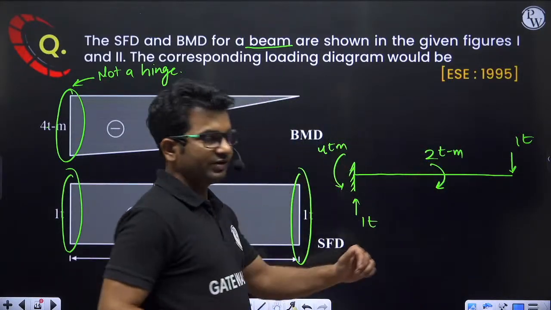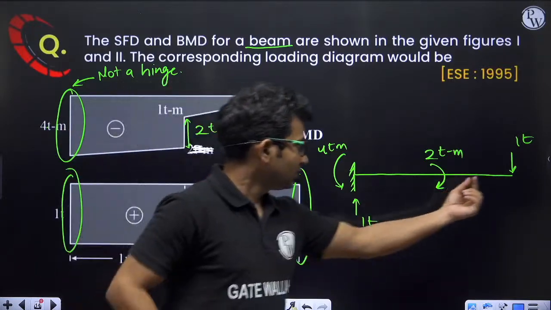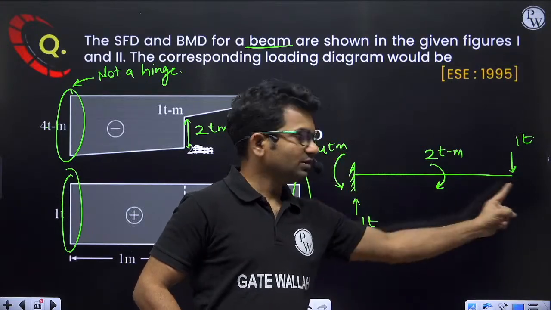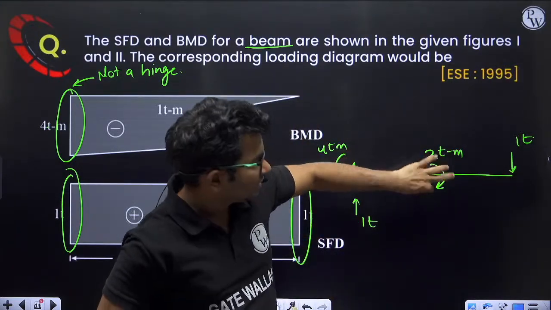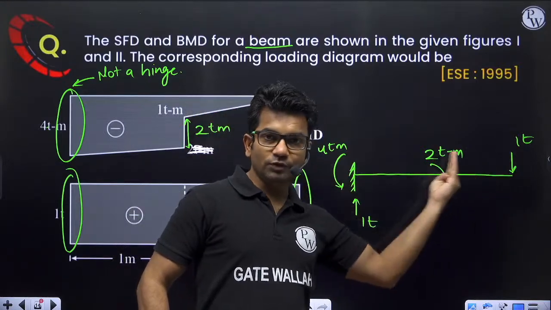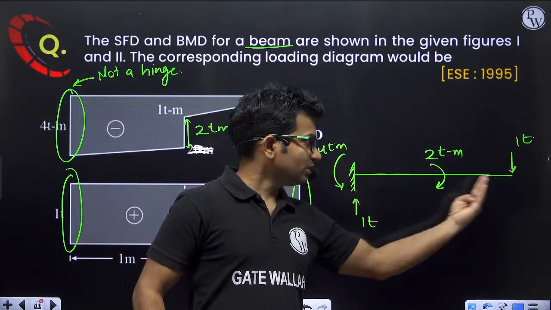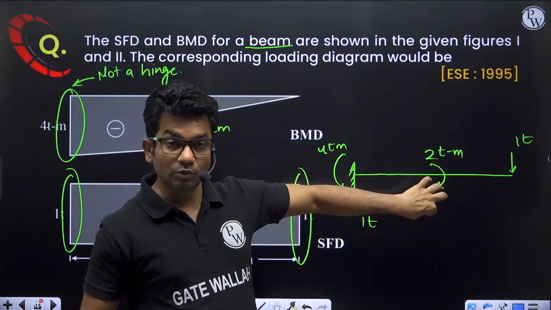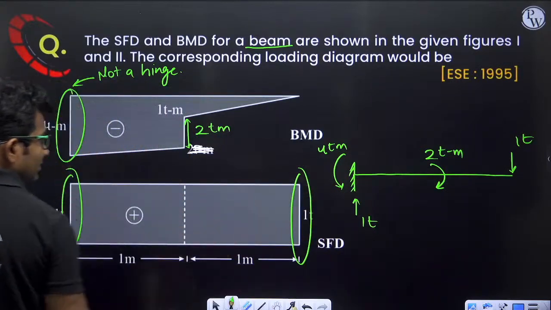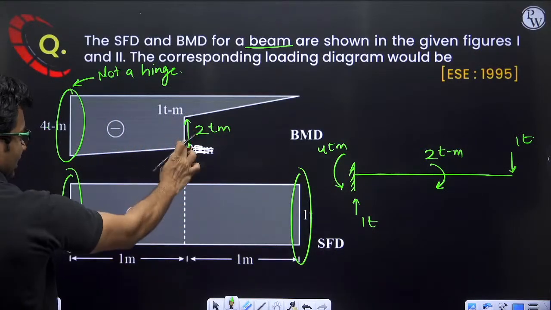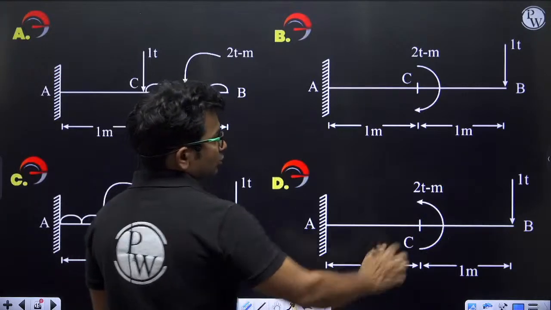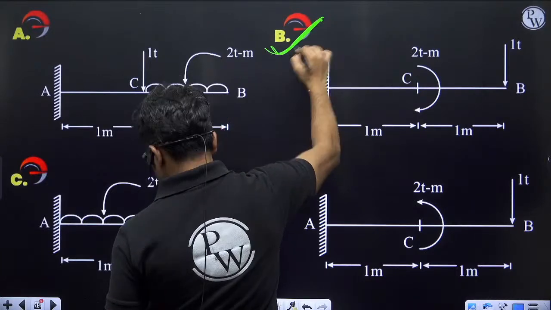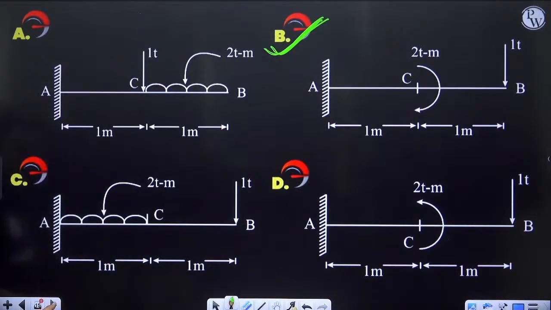Now if we calculate here, 4 ton meter will be coming. So 1 ton force into perpendicular distance of 2 meter, so 2 ton meter from here, plus this 2 ton meter. The moment of 2 ton meter will be because of this point load, and plus 2 ton meter because of this moment. So the resultant will be 4 ton meter. So in the question it was wrong. It should be like this. So this will be the correct answer. The correct answer will be option B. Understood? Any doubt? Next question.